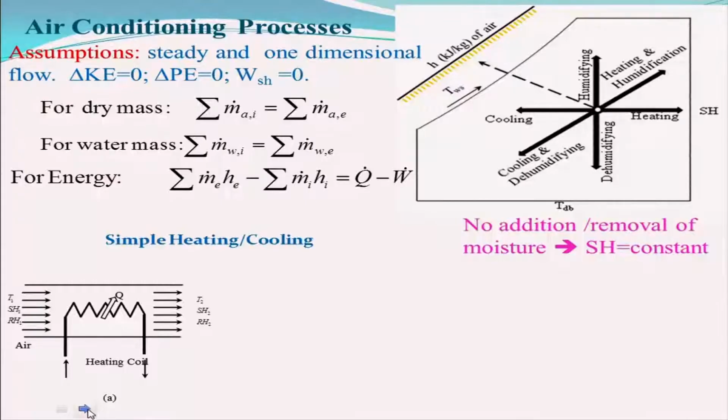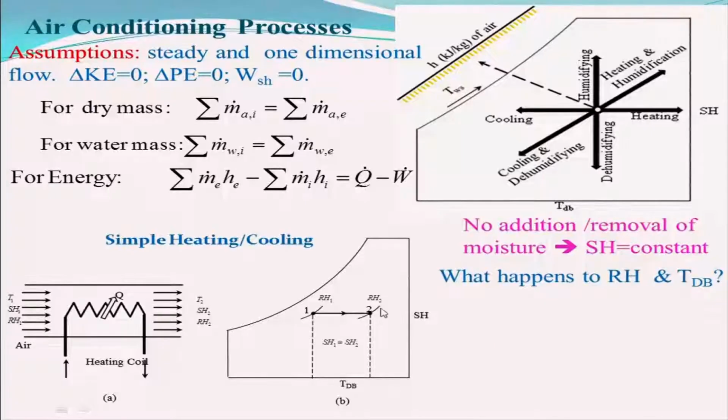So what will happen to the specific humidity? What will happen to the relative humidity? The specific humidity will not be changing. Why? Because you are not adding any water vapor into the system. So therefore, specific humidity will remain constant. But then what happens to relative humidity? And what will happen to the dry bulb temperature? Definitely, because you are adding heat, there will be an increase in temperature, right?